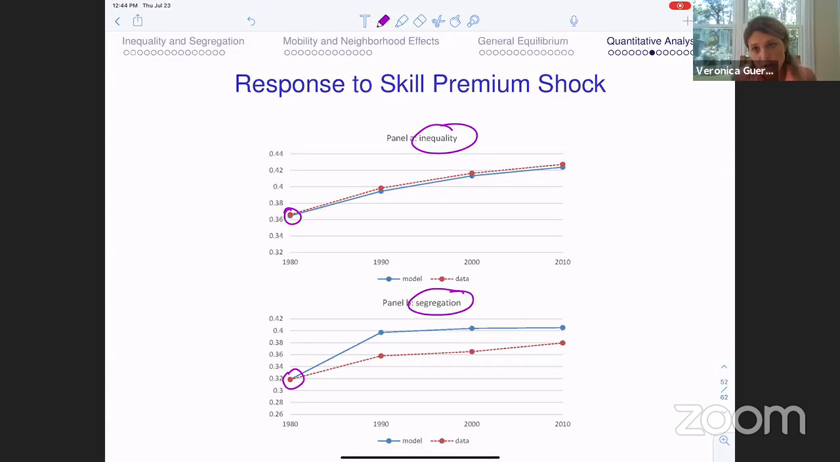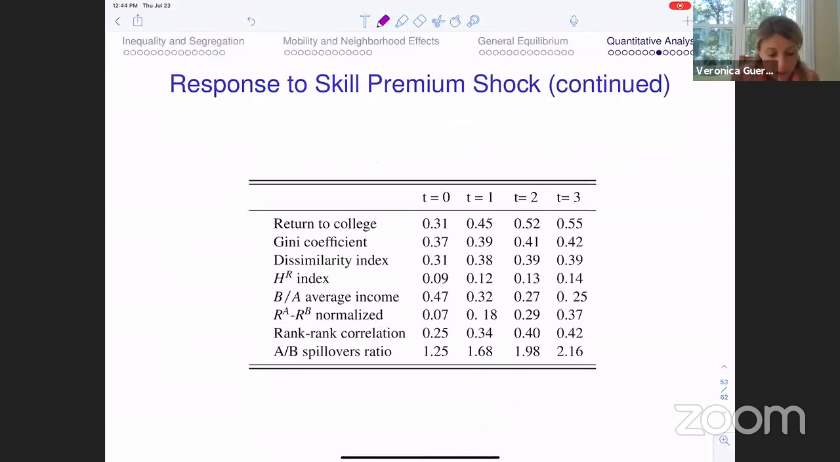Segregation goes in the right direction. There is a little bit larger margin of error, but given the stylized nature of the model, this is in the bulk of what's happening. So we are pretty happy with this sanity check. And now, in response to the skill premium, of course, we see an increase in inequality, an increase in segregation, both in the data and in the model. And then what we see also in the model is a decrease in intergenerational mobility that is in line with this fading of the American Dream data that Chetty shows us.